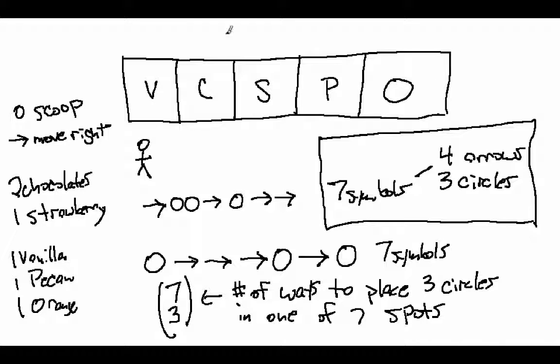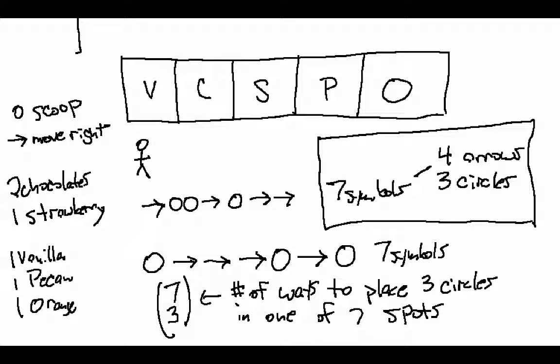Okay, well, we can generalize this. Generalization is always where things get scary, right? So let us assume that we have n flavors. In our case, n was equal to 5.